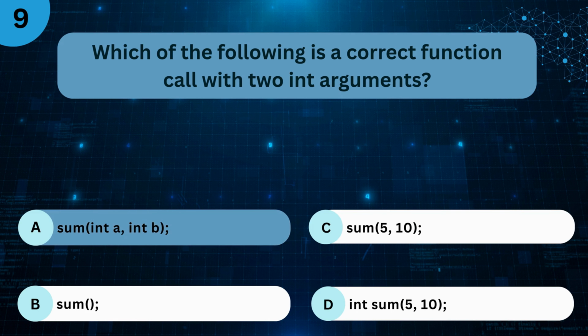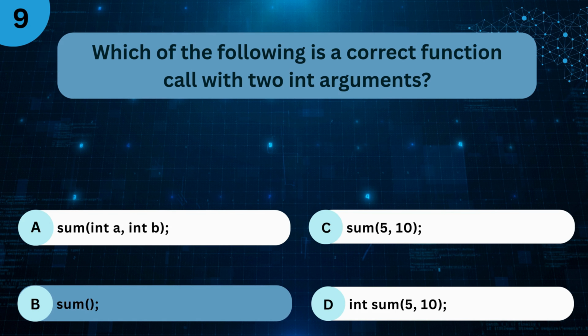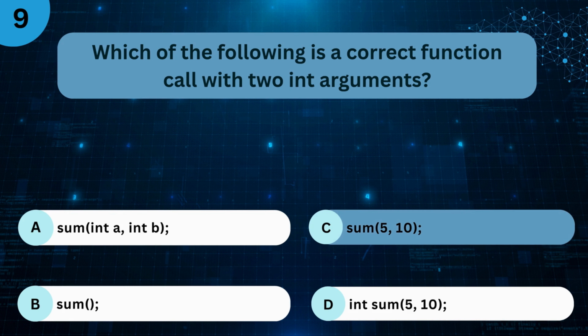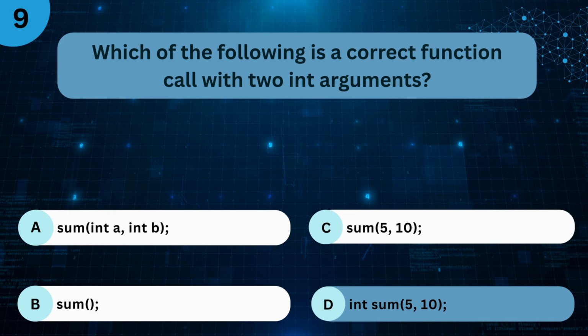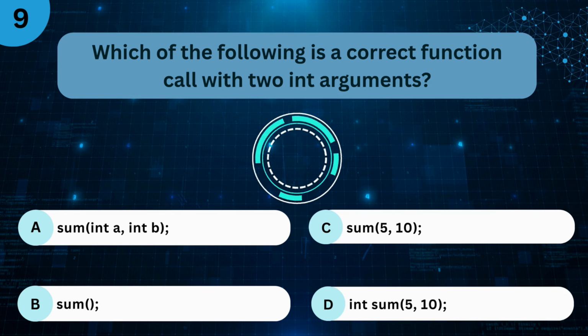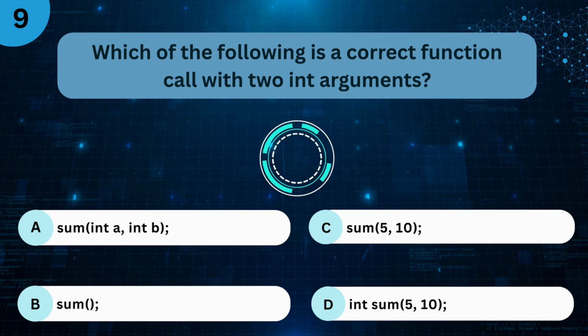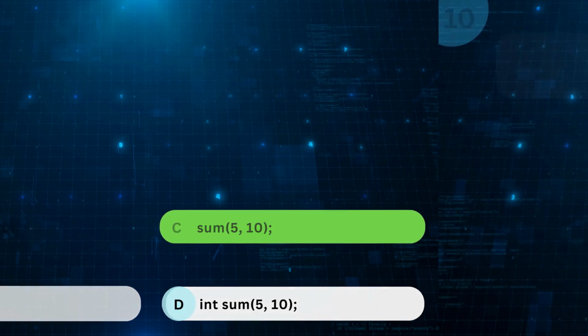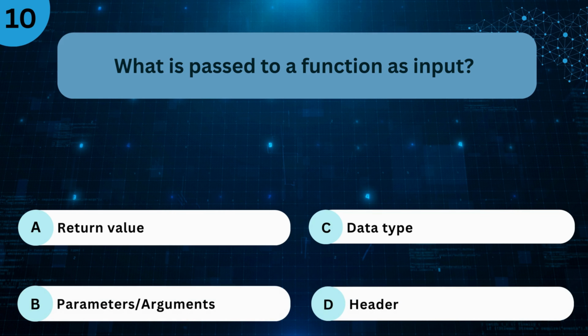A. some(), int a, int b. B. some(). C. some(5, 10). D. int some(5, 10). The right answer is C. some(5, 10). What is passed to a function as input?